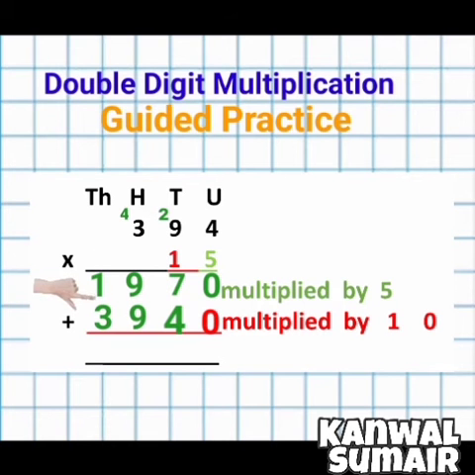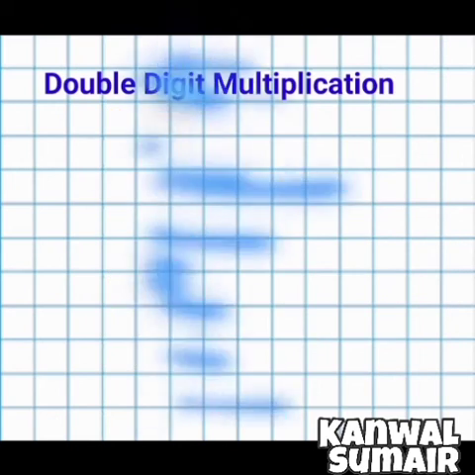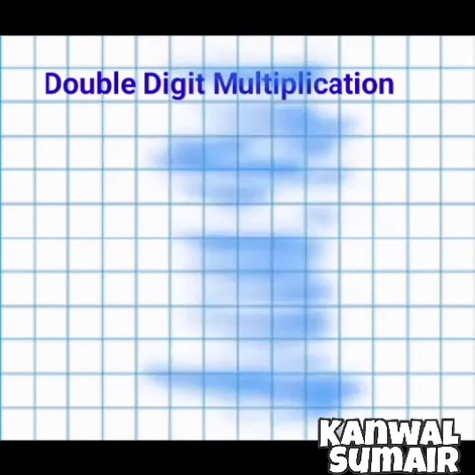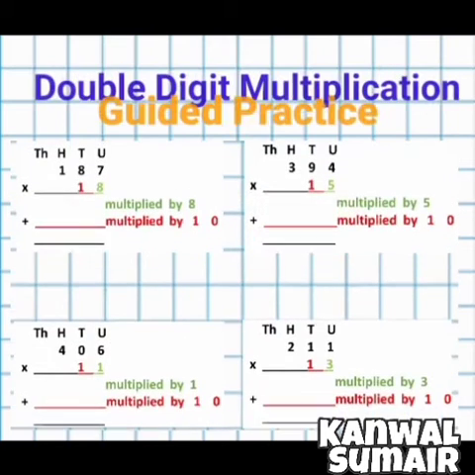Now let's add these both. 0 plus 0 is equal to 0, 7 plus 4 is equal to 11, write 1 at tens place value and the other one on top as carry. 9 plus 9 is equal to 18 plus 1 is 19, write 9 down and 1 on top as carry. 3 plus 1 is 4, add 1 carry, it's 5. It's done. I'm going a bit faster because the steps are the same which we have already done in the previous lesson. This one is done.